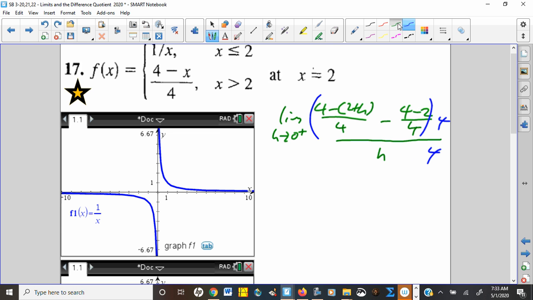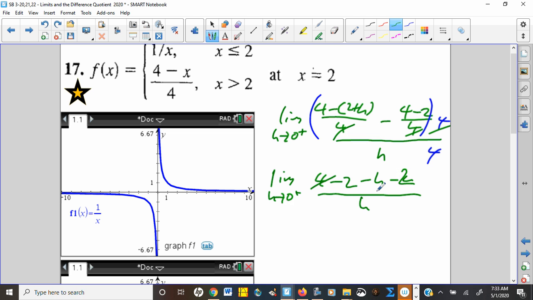And so now we have the limit of 4, because remember these 4's are going to cancel with this 4. 4 minus 2 minus h, okay, don't forget that the negative has to be distributed, minus, let's just call it minus 2, because 4 minus 2 is 2, that simplifies that, and all over h.